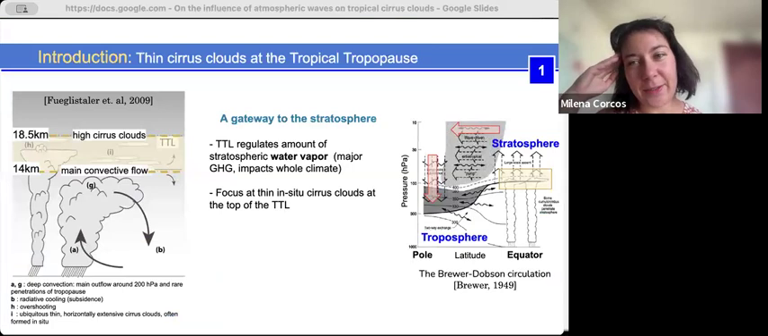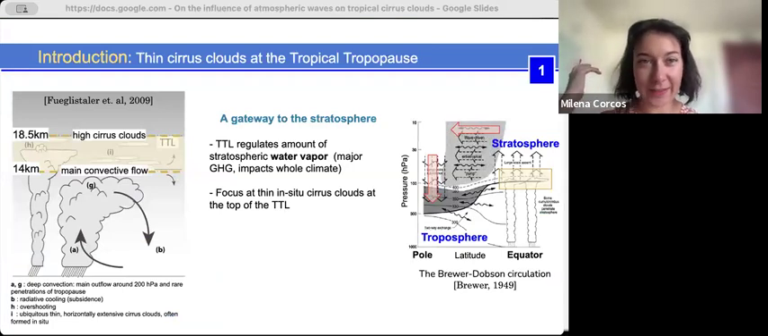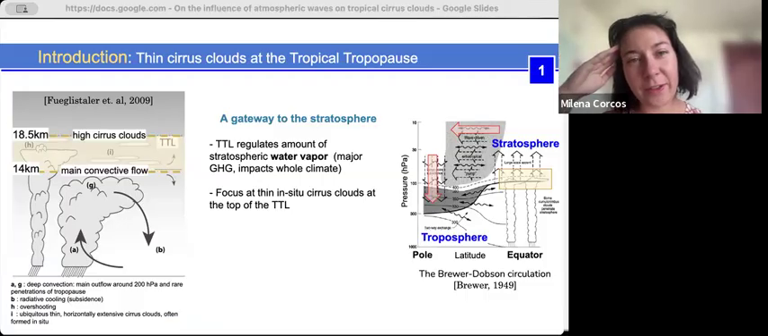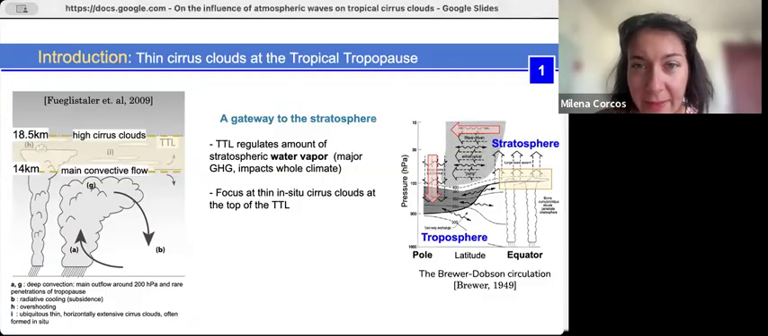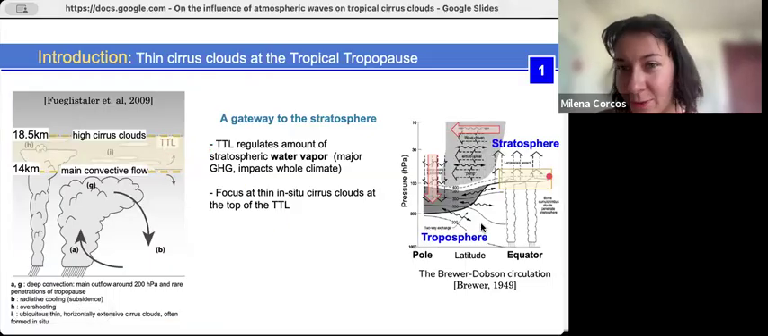And I would like to start this presentation with a few slides introducing the context of our studies. We focus on thin cirrus clouds that form near the top of the tropical tropopause layer, or TTL, that I highlighted in yellow on my two figures.